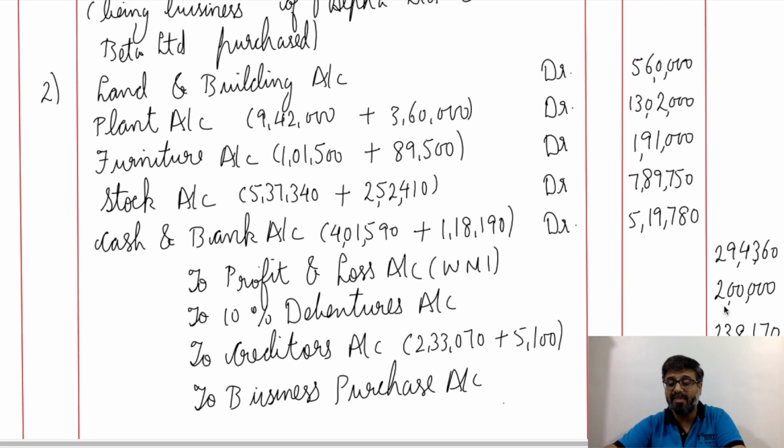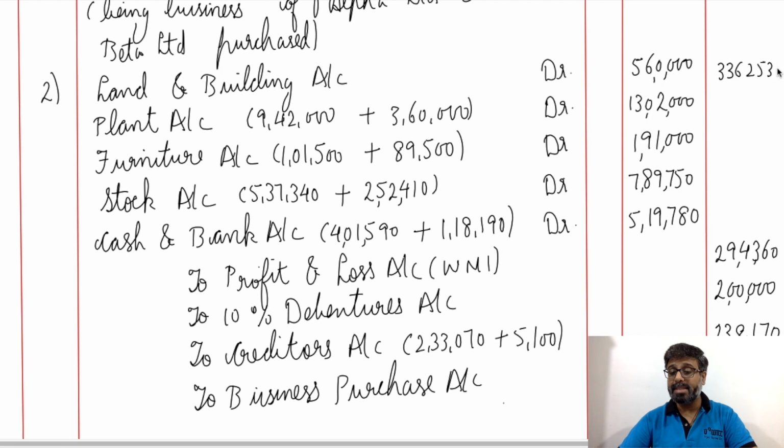Now all of you can cross verify the total of debit is equal to credit or not. So if you do the total of debit in this entry, 5,60,000 plus 13,02,000 plus 1,91,000 plus 7,89,750 plus 5,19,780, it comes to 33,62,530. Okay, just for understanding I'm writing it here. 33,62,530 is the total of debit. Same way now all of you find out total of credit amounts.